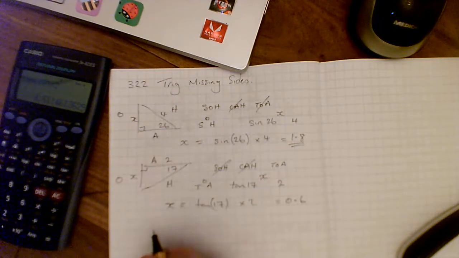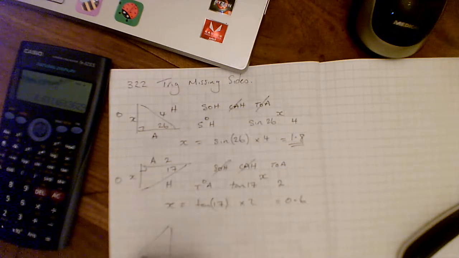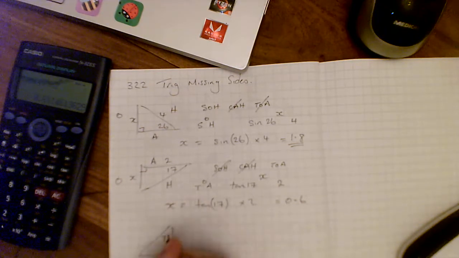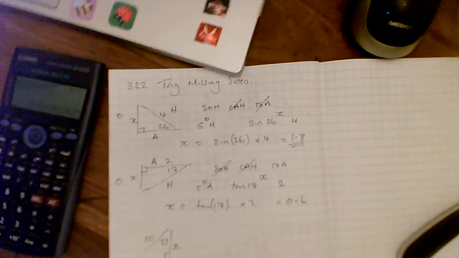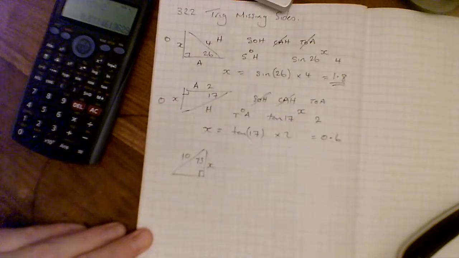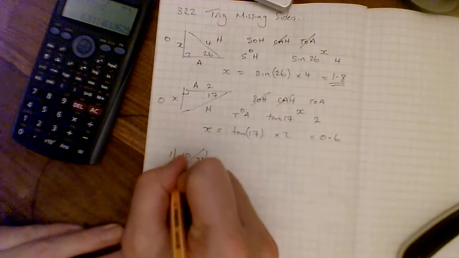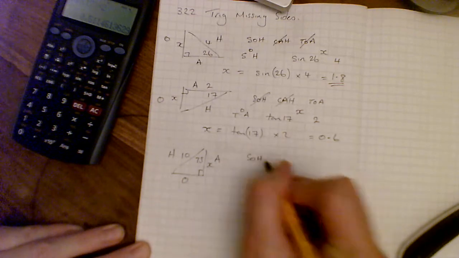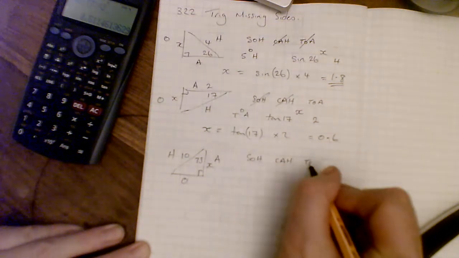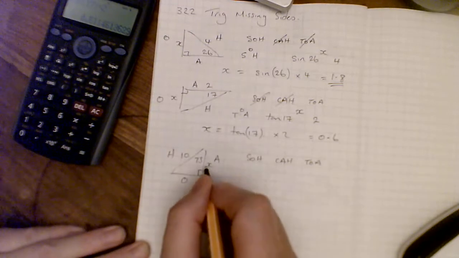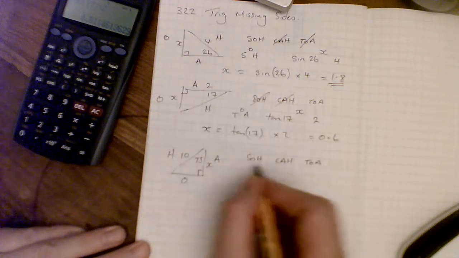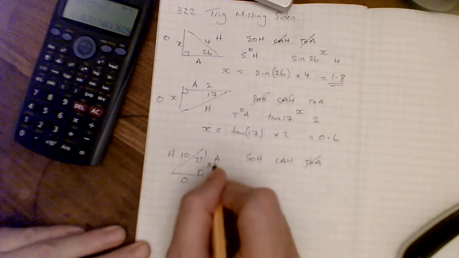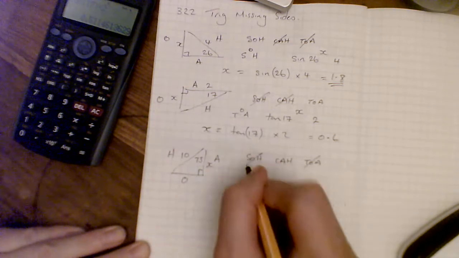Next one is this way around. So now I've got 73 at the top, I've got 10 at the side. That's what the triangle looks like. Going down here a little bit. So we've got opposite the right angle, opposite the angle, adjacent side. SOH, CAH, TOA. What do I know? I know the H is 10, so I've got to keep that one, so that's gone. I want to find the X, I've got to keep an A, so that's there.